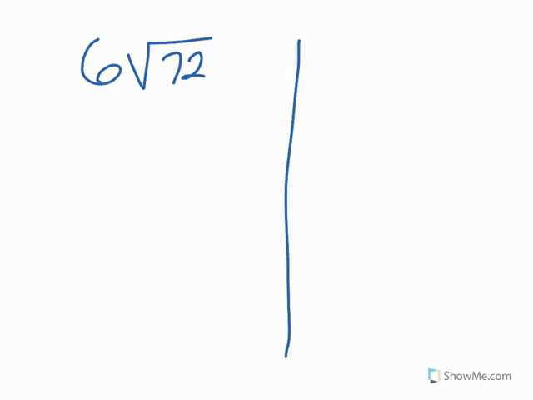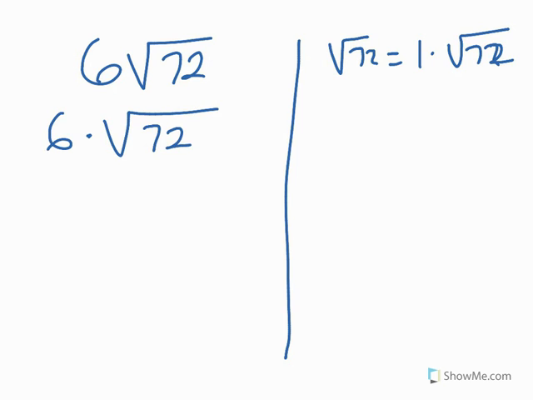What if we have 6 square root of 72? This is not different from what we have been doing. The only thing is that what we have been doing is like 1 times. If you have the square root of 72, it means 1 times the square root of 72. But in this case, it is now 6. So this means 6 times the square root of 72.